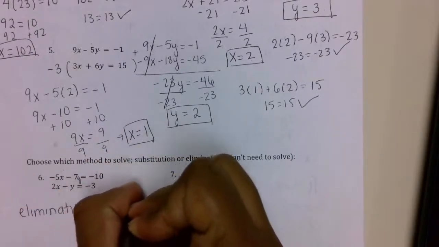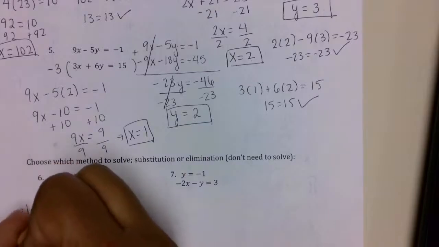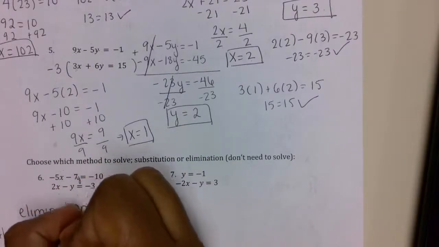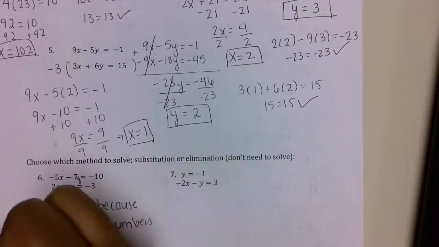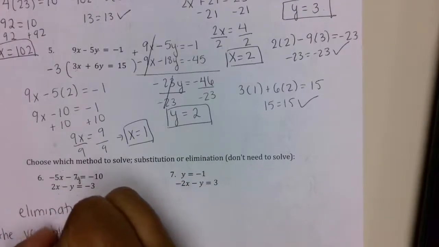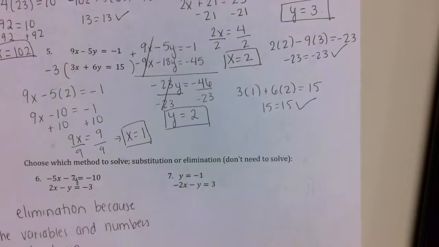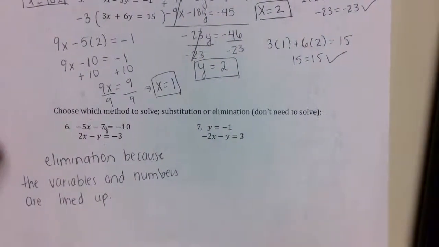Because the variables and numbers are lined up. You don't actually have to solve it for x and y, you just need to tell me which method you would use.